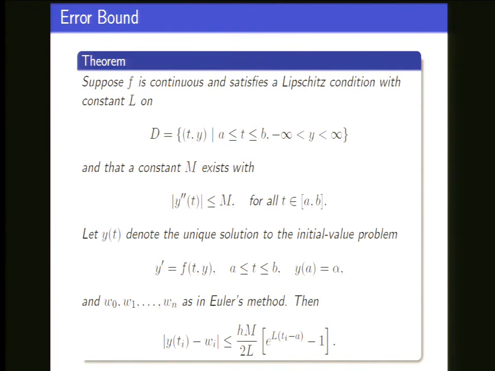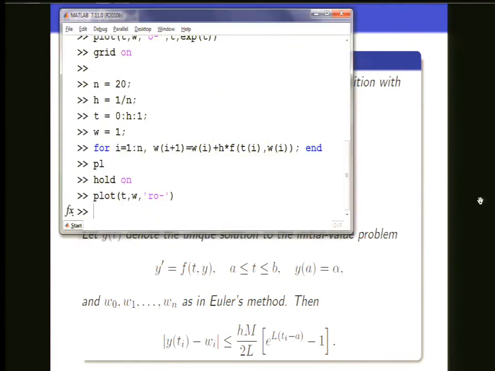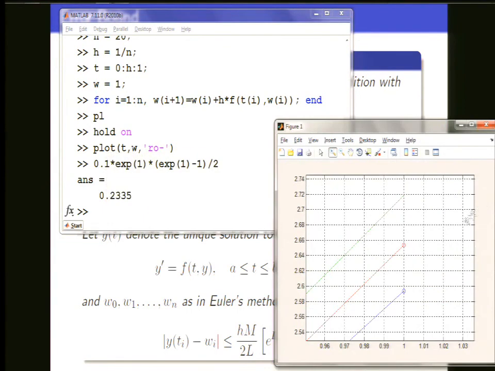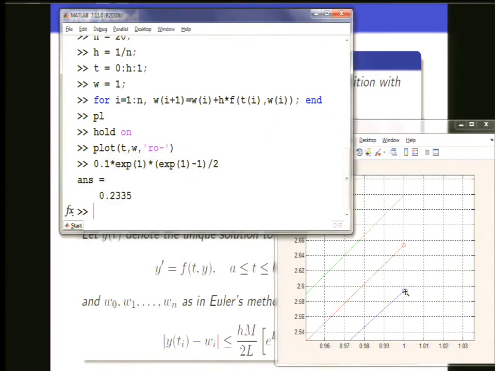So if we do h, what did we do? First we did h equals 0.1, right? So 0.1 times exp of 1 minus 1 divided by 2. So it predicts an error of 0.2335. Our error, we looked at it, it was actually 0.12, but that's not too bad. That's similar to stuff we've done before. It's actually less than a factor, or about a factor of 2 away. That's completely usual, and that's because this function, this simple model problem, is the worst case.